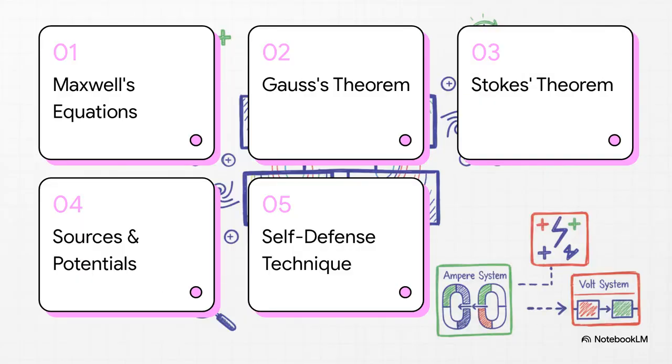Here's our game plan for this explainer. We're going to start by bridging the gap between the physics you might remember from high school and the much more powerful ideas used today. We'll explore two key mathematical pillars. That's Gauss's and Stokes' theorems that make everything possible. Then, we'll peek inside this framework at the sources and potentials that actually generate the fields. And we'll finish up with a really powerful technique to make sure you never get lost in the math again.